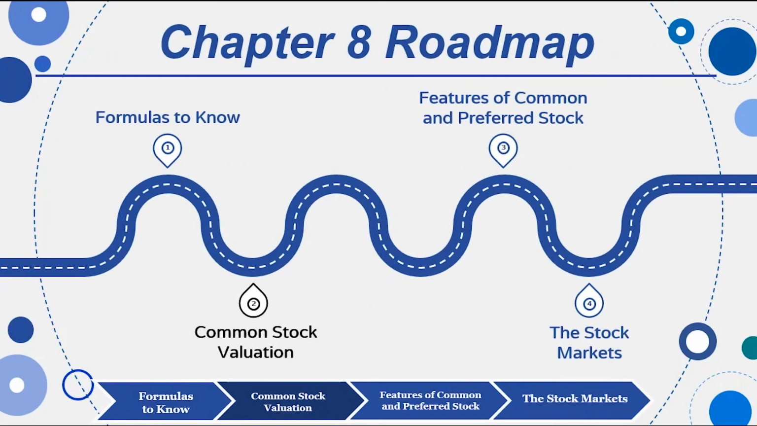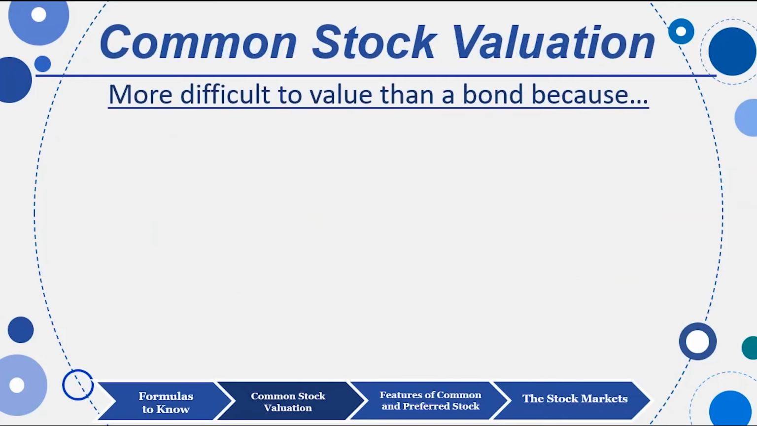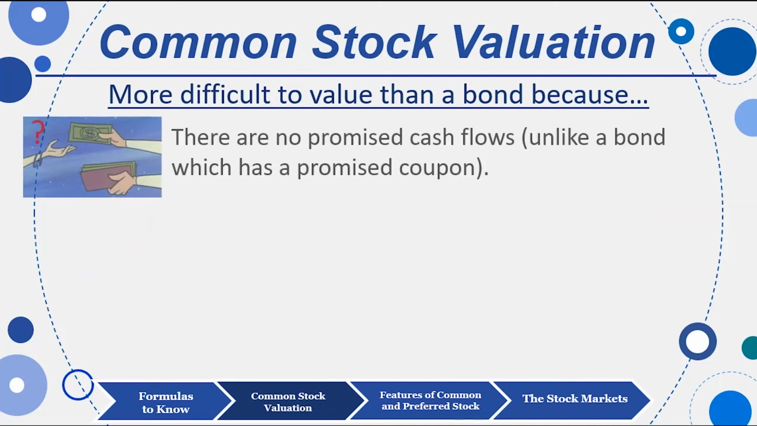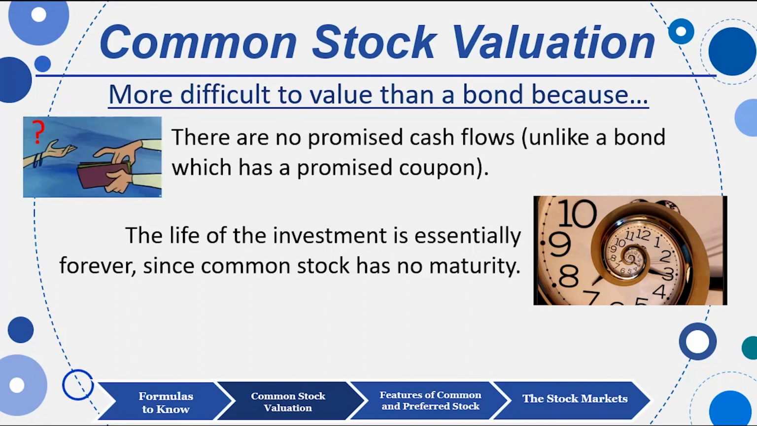So those are the key stock valuation formulas that you need to know. We see that, as I mentioned before, it's more difficult to value than a bond because there's no promised cash flow. Unlike a bond, which promises you that coupon each and every year or twice a year over the life of the bond, stock doesn't have that. There are no guaranteed dividends, and the life of the investment is forever. Common stock has no maturity.